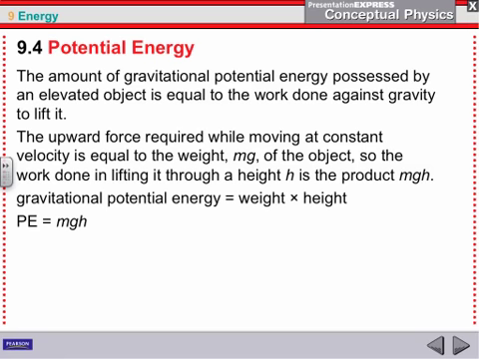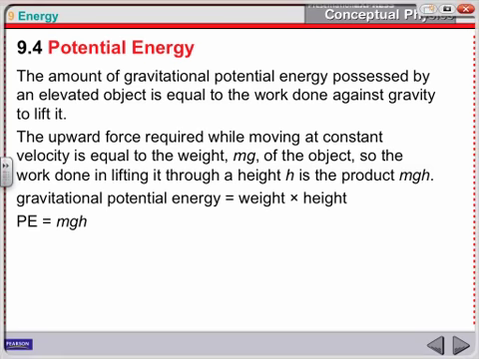We're talking about gravitational potential energy. My formula is mgh. Potential energy equals the mass times gravity times the height. Now, on the Earth, really mg, that's our weight. So on the Earth, it's simply your weight times the height.